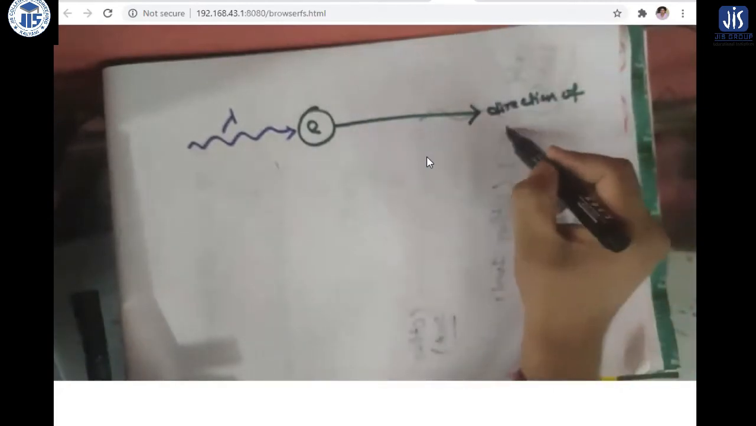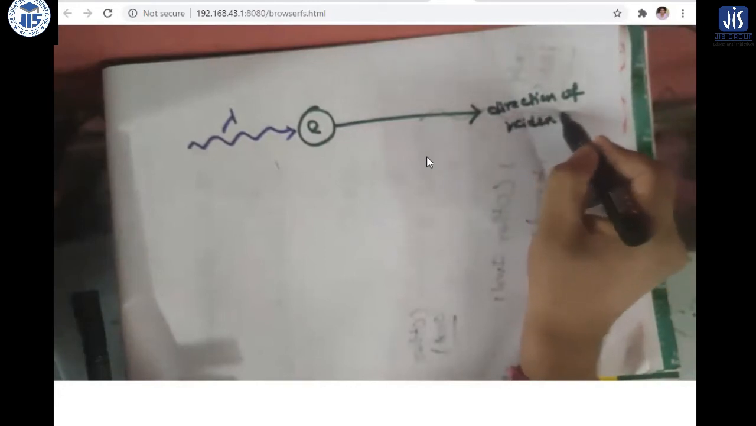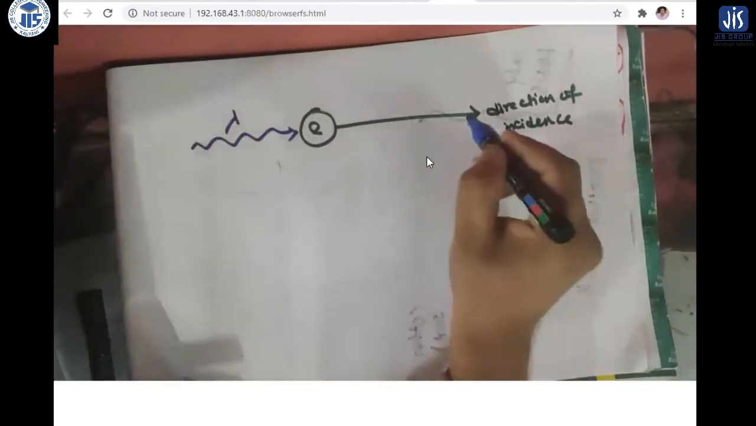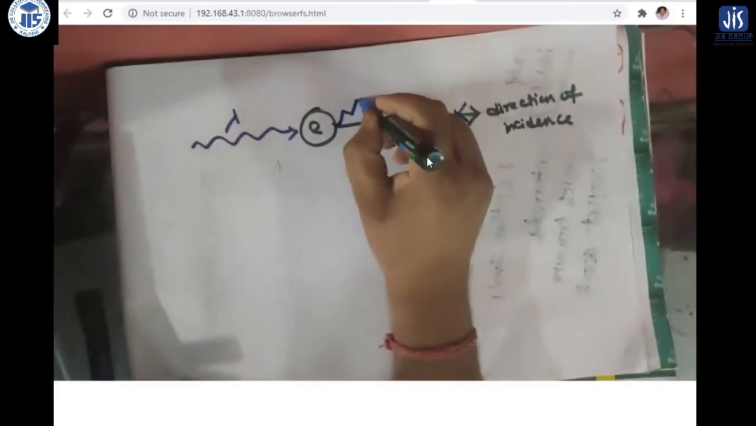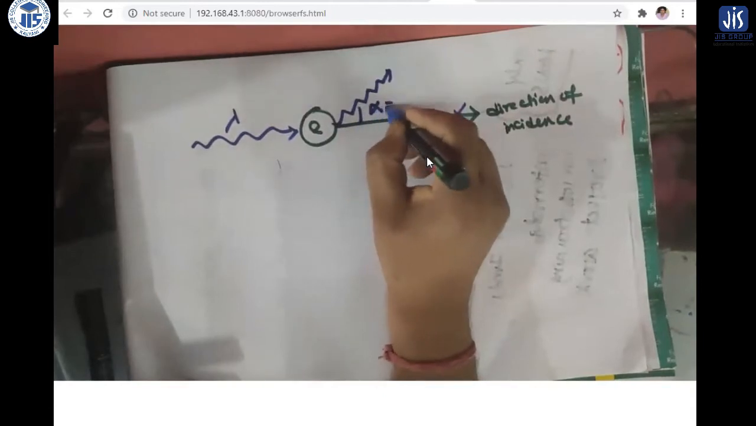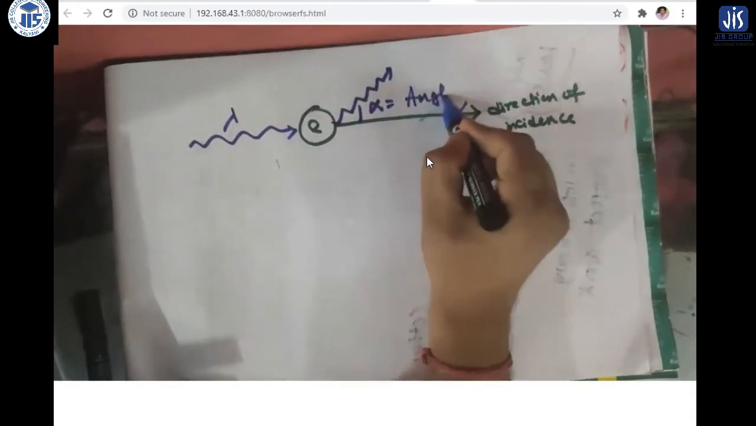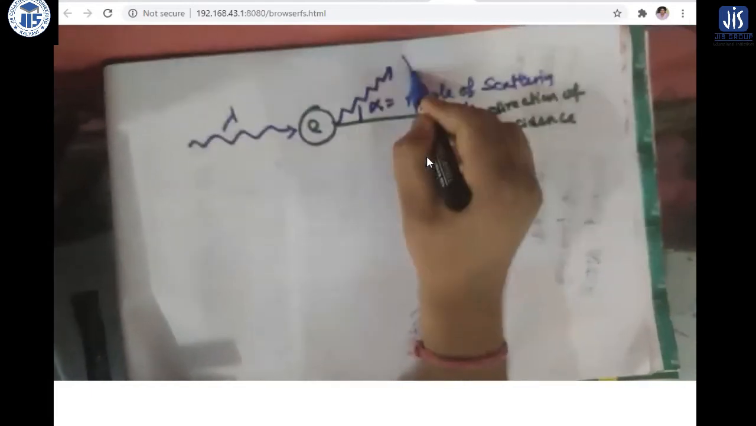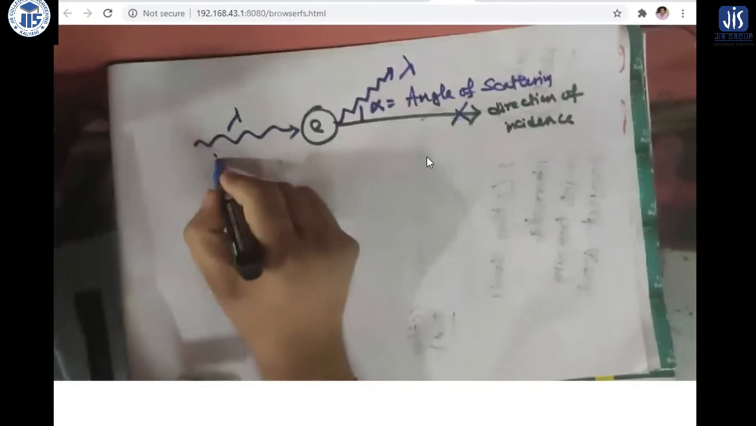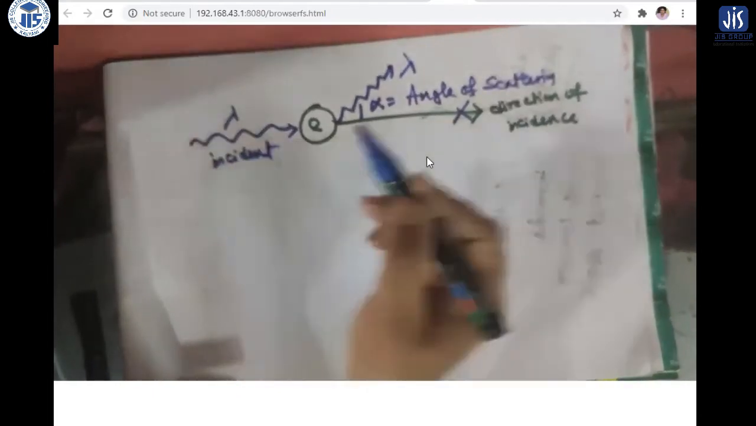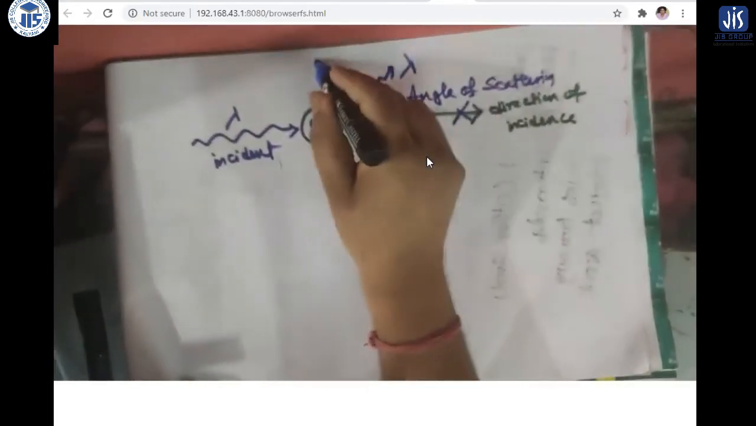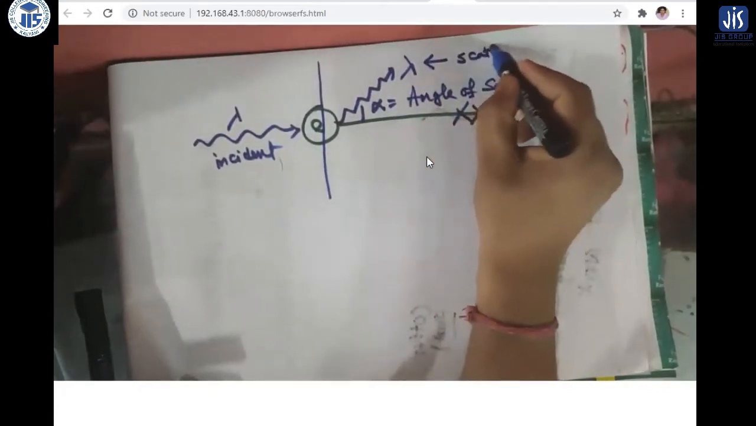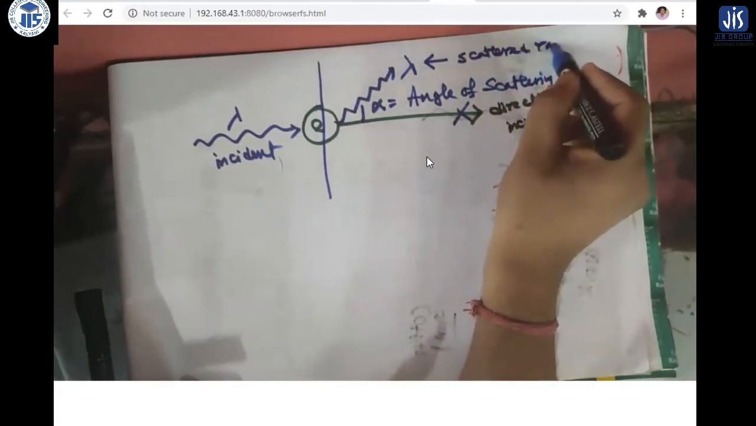What normal scattering theory tells me is that after incidence, it is not going to maintain the same path. Rather, it will be deviated, and this alpha is the angle of scattering. So this is my incident ray, and this is the scattered ray. If I draw a line here, to the left of the line is the situation before scattering. This is the basic definition of scattering.